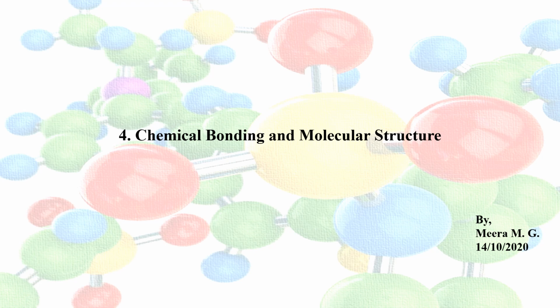Welcome back, students. Today I am going to start chapter 4, Chemical Bonding and Molecular Structure. In this video, I will explain the meaning of chemical bonds. There are many theories put forward to explain chemical bonding, of which in this video I will focus on Kossel and Lewis approach, the theory which tries to answer why atoms combine to form chemical bonds.